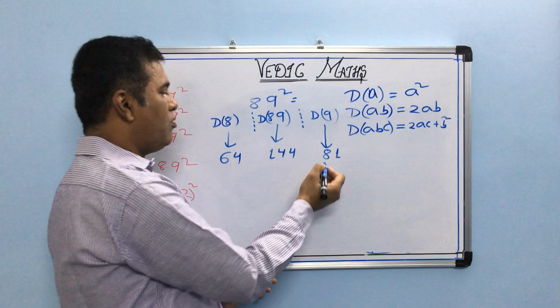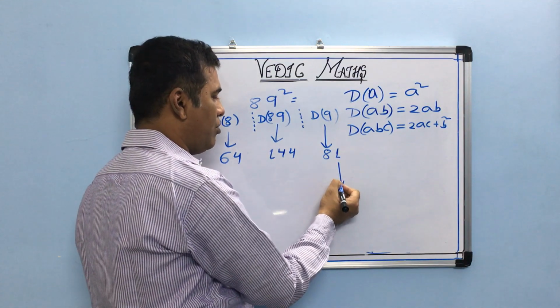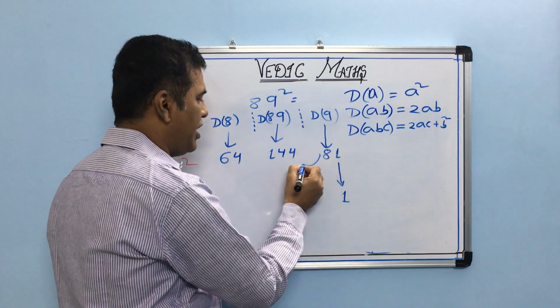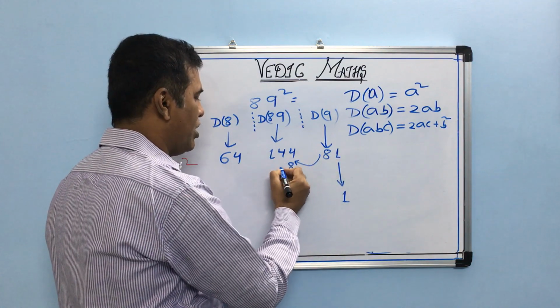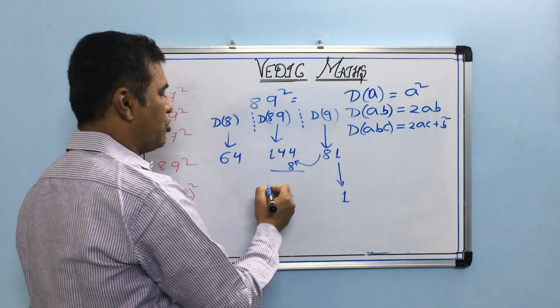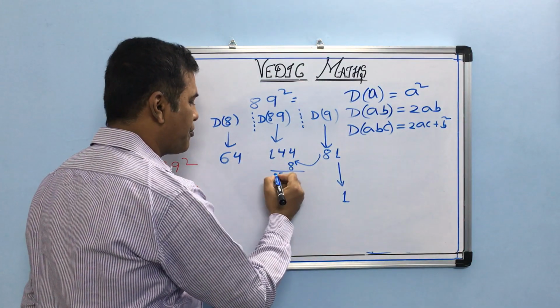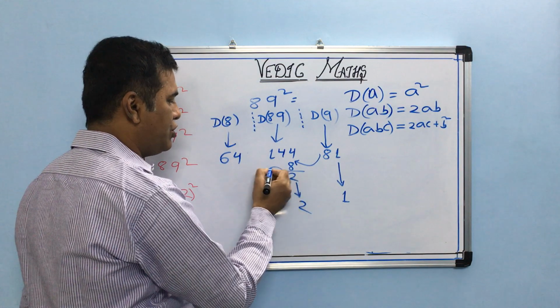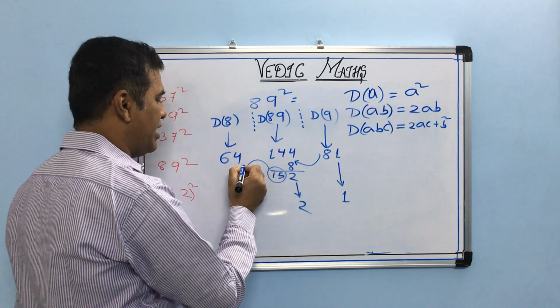Okay, and then what we will do, from every column we will bring only 1 digit. So here 1 will come and 8 will move forward. So 144 plus 8, that will be 152. And from here 2 will come down, and this 15 will again be taken forward.